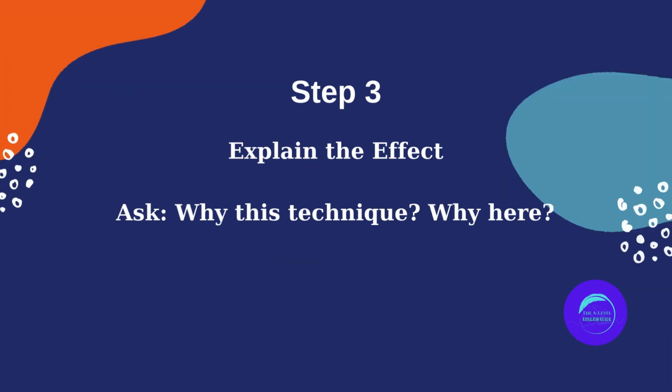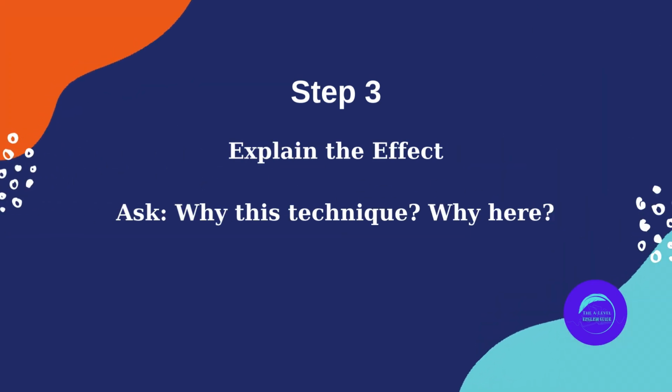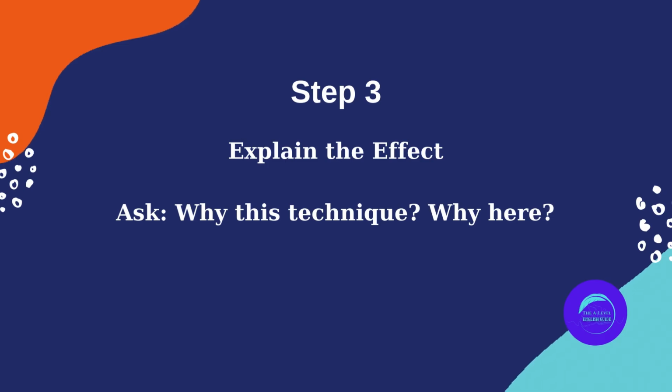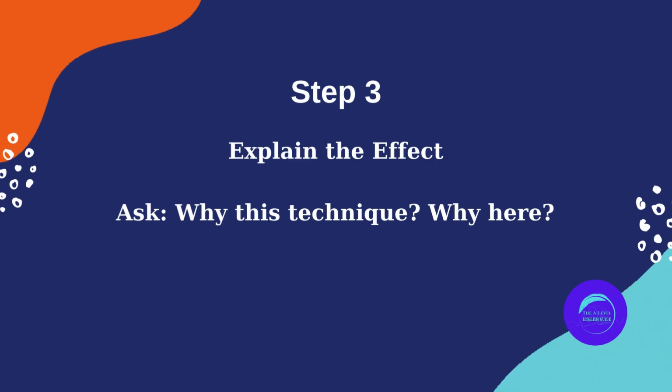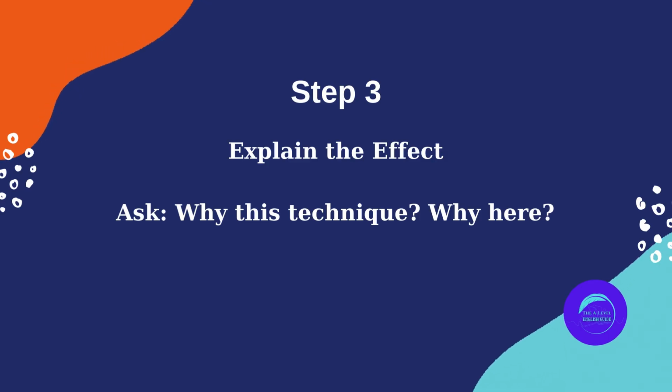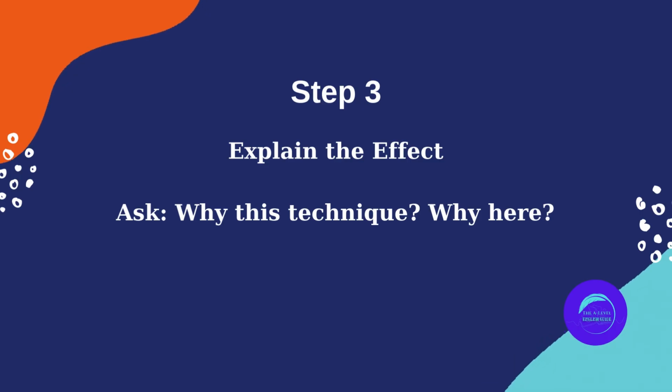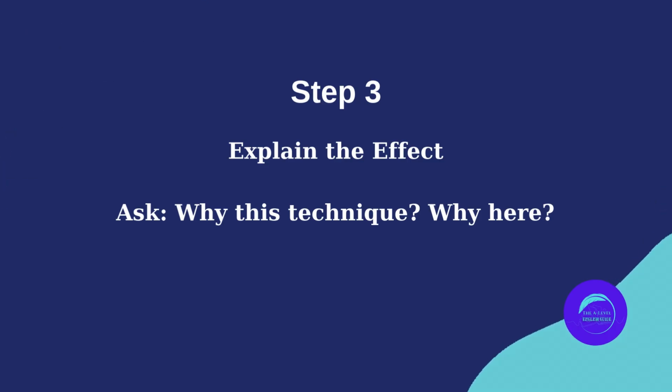Step 3. Explain the effect. Ask, why this technique? Why here? For example, the fragmented dialogue mirrors the character's emotional instability. The sudden entrance creates dramatic irony, heightening the audience's anticipation. Pro tip: use phrases like, "This forces the audience to," or "This exposes," to link techniques to themes.